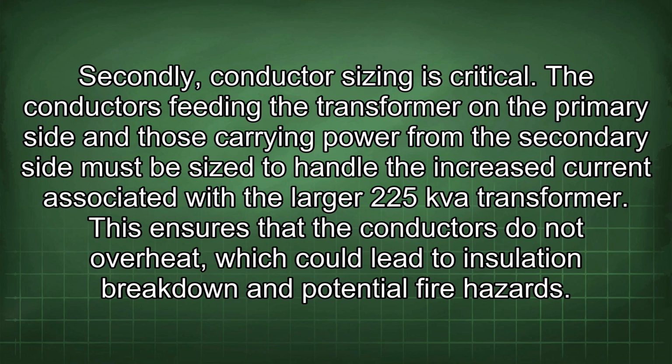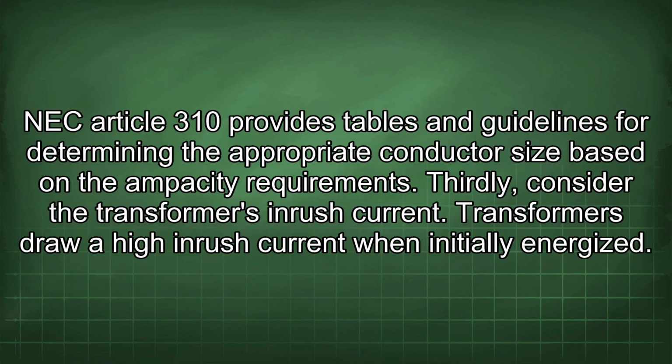Secondly, conductor sizing is critical. The conductors feeding the transformer on the primary side and those carrying power from the secondary side must be sized to handle the increased current associated with the larger 225 kVA transformer. This ensures that the conductors do not overheat, which could lead to insulation breakdown and potential fire hazards. NEC Article 310 provides tables and guidelines for determining the appropriate conductor size based on the ampacity requirements.